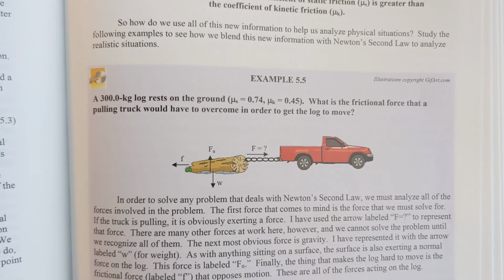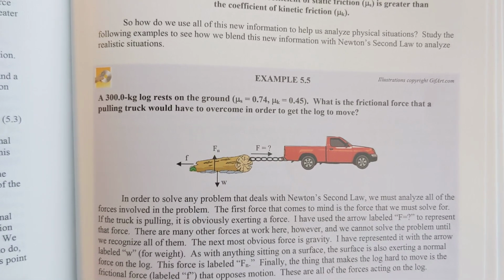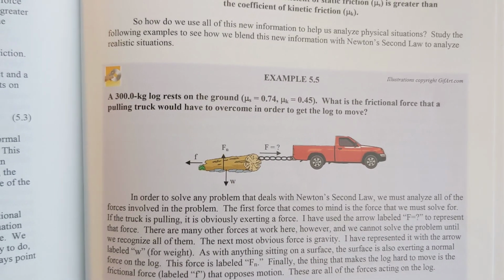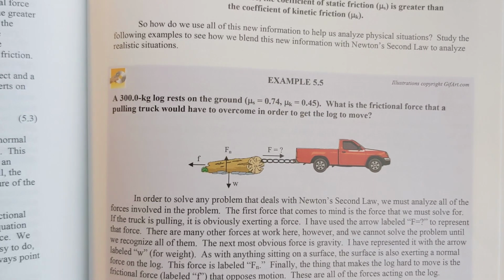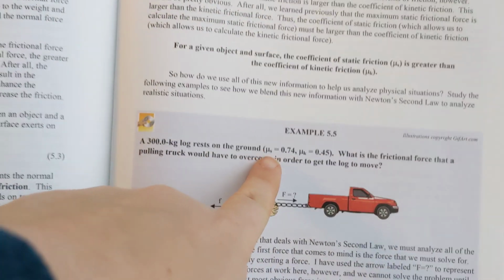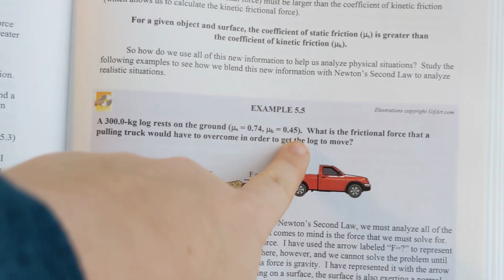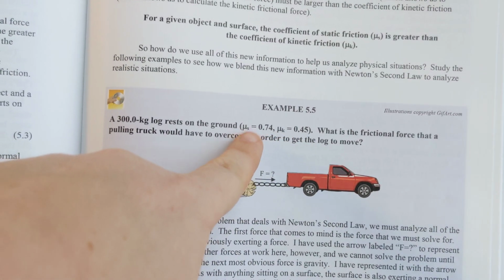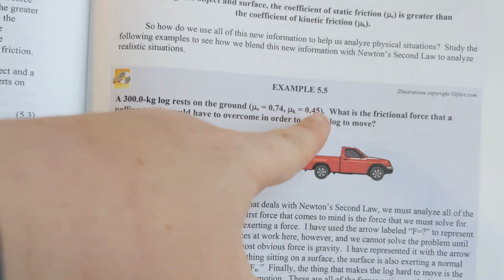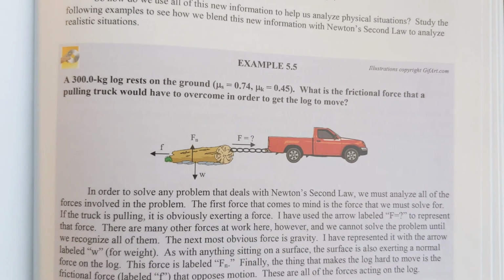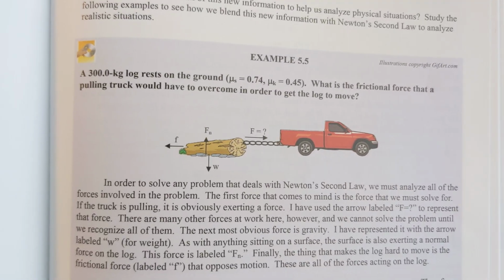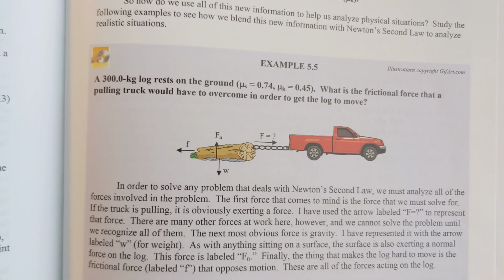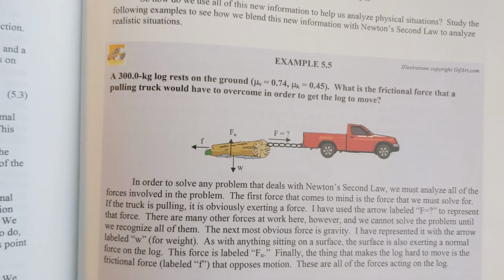What the problem says is a 300 kilogram log rests on the ground. Mu s equals 0.74 and mu k equals 0.45. So again, that is the static coefficient of friction and the kinetic coefficient of friction. And you'll note the static one is significantly higher than the kinetic one. Because, as I talked about, it takes more force to get the object moving than it does to keep it moving.